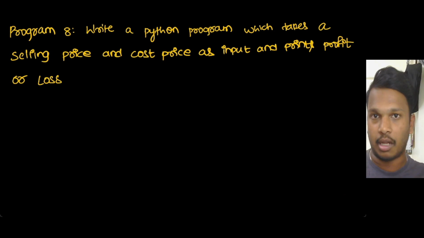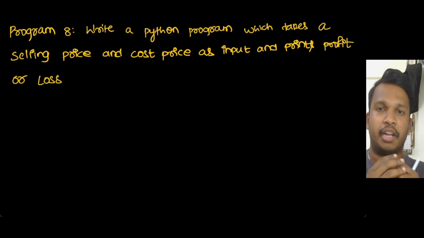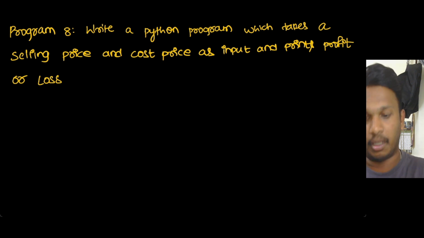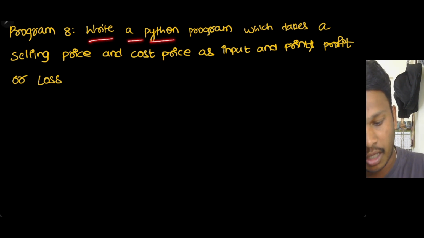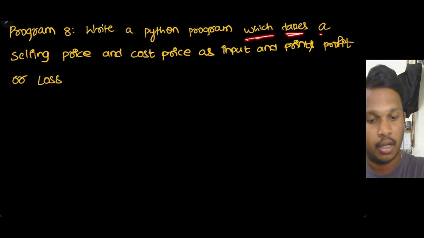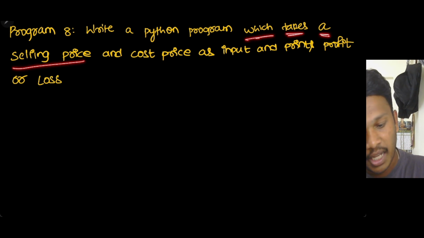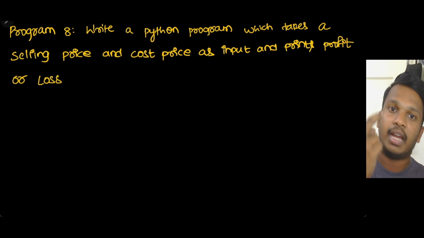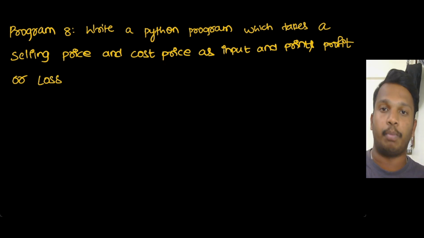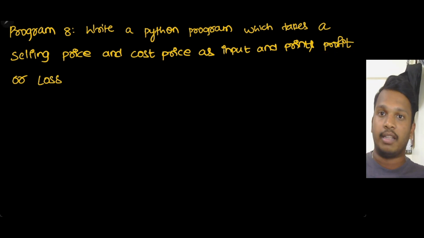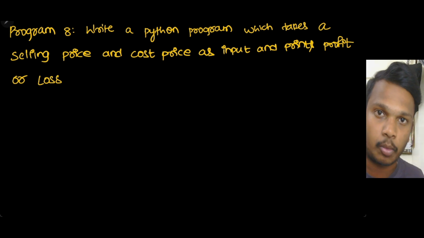As part of our Python programming language series, we are doing a number of problems. This is the eighth problem in if-else condition problems. In this question, we need to write a Python program which takes selling price and cost price as input. Means what are the inputs? Selling price and cost price. And we need to print whether the businessman or the salesperson got profit or loss.